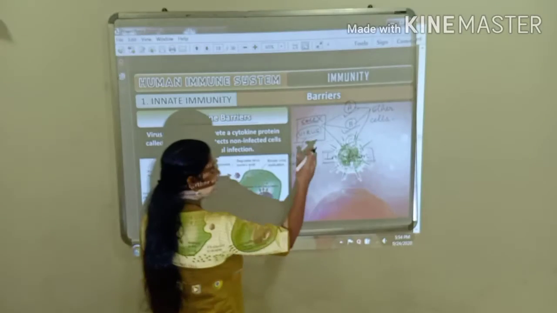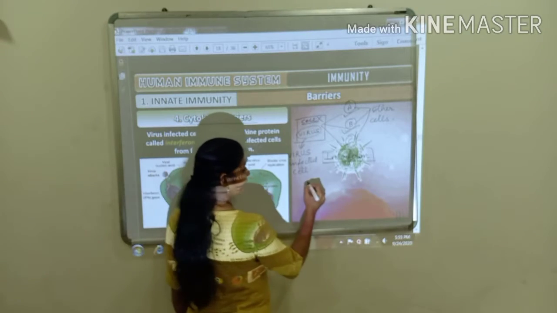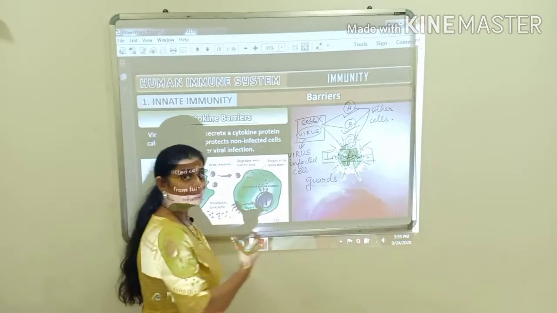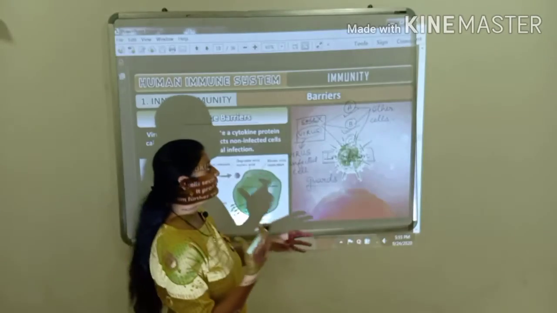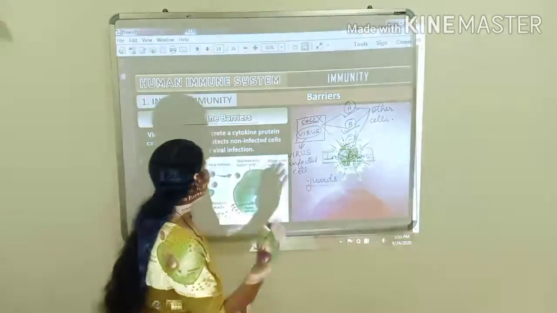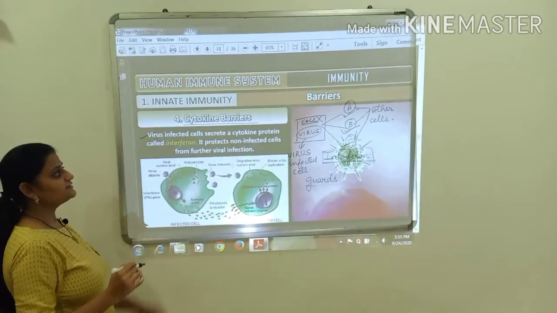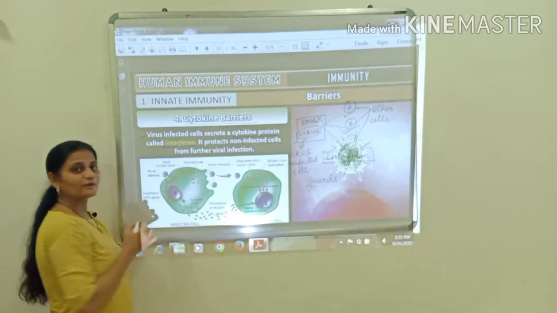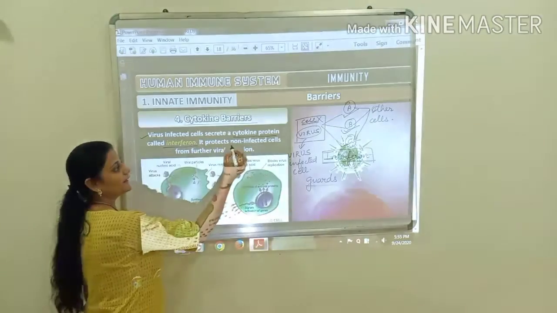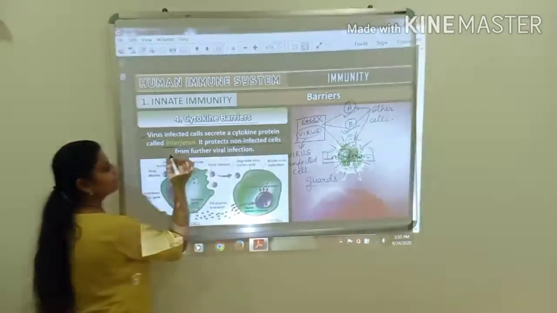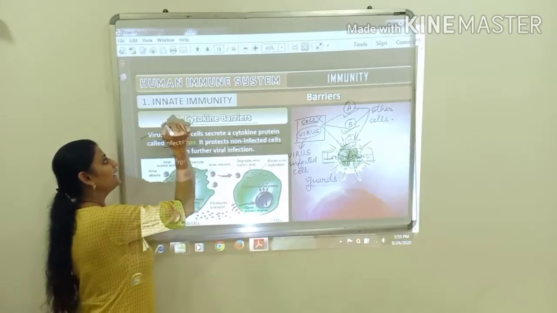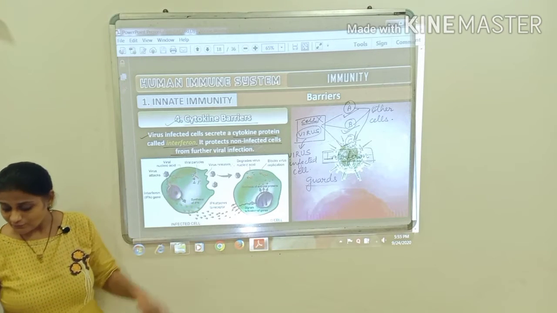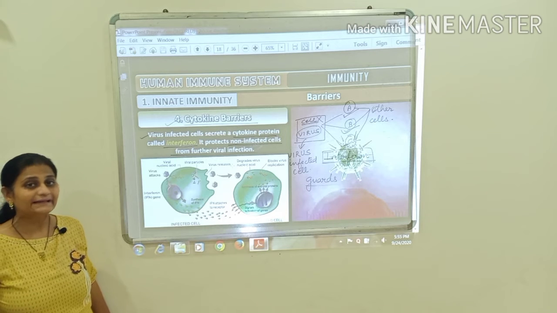So what is this cytokine barrier? It guards, it protects the neighboring cells. It says, I am gone, but let the remaining cells survive. Right? So virus infected cells secrete a cytokine protein which is called interferon, and this interferon protects the non-infected cells from further viral infection, and that is called the cytokine barrier. Clear? So these were all the four barriers of the innate immunity.